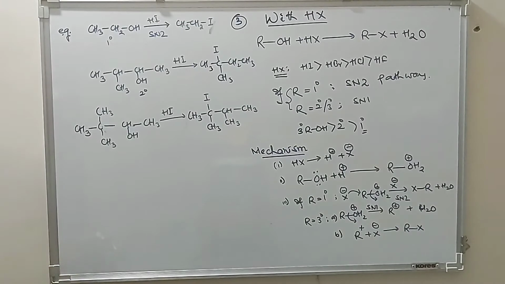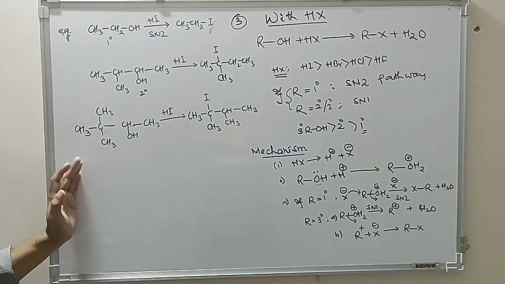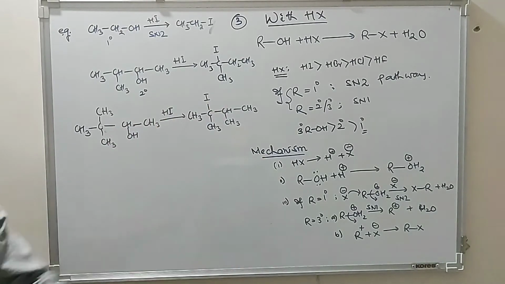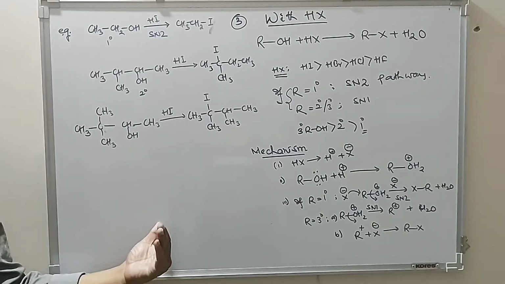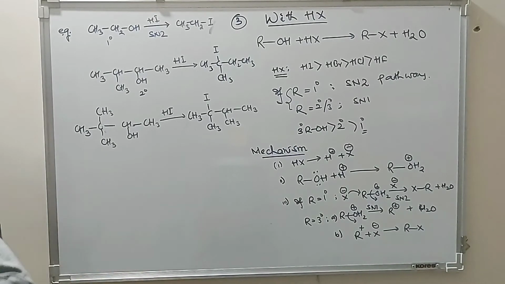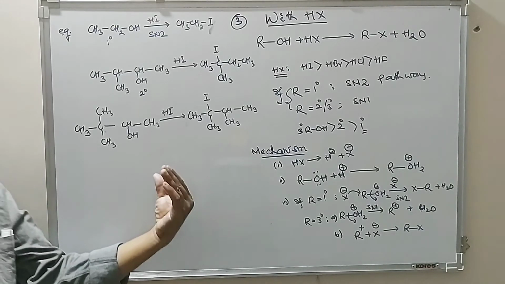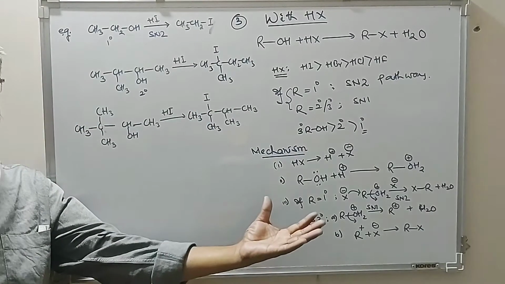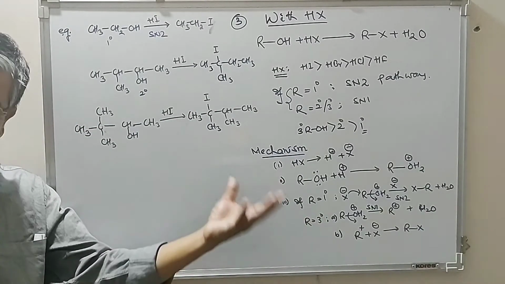So the formation of rearranged product is basically due to the formation of carbocation, and this carbocation rearranges to give you a more stable carbocation. If there is no possibility of rearrangement, then only one product will be formed, that is the major expected product. But if there is a possibility of rearrangement, then the rearranged product will be formed as the major compound.